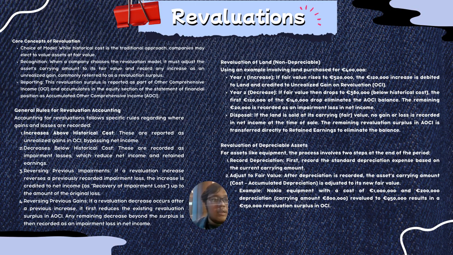And after the non-depreciable assets, there is the revaluation of depreciable assets, where for an asset like equipment, the process involves two steps at the end of the period. Firstly is recording the depreciation itself, where it records the standard depreciation expense based on the current carrying amount. Secondly is the adjustment to fair value, where after depreciation is recorded, the asset carrying amount, or the cost and accumulated depreciation, is adjusted to its new fair value.